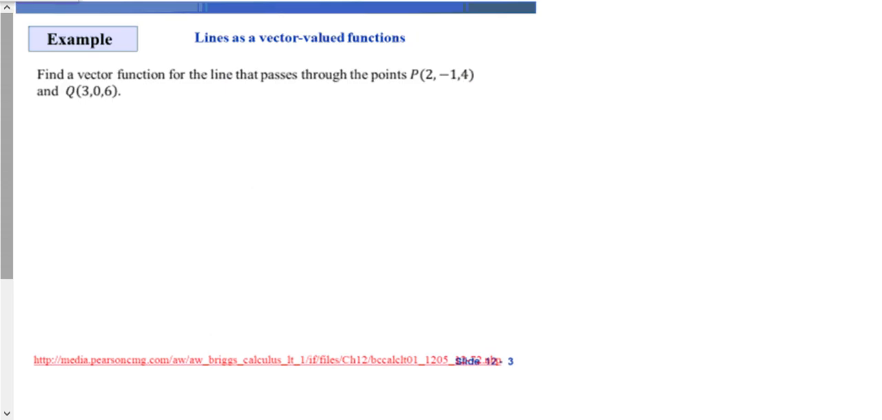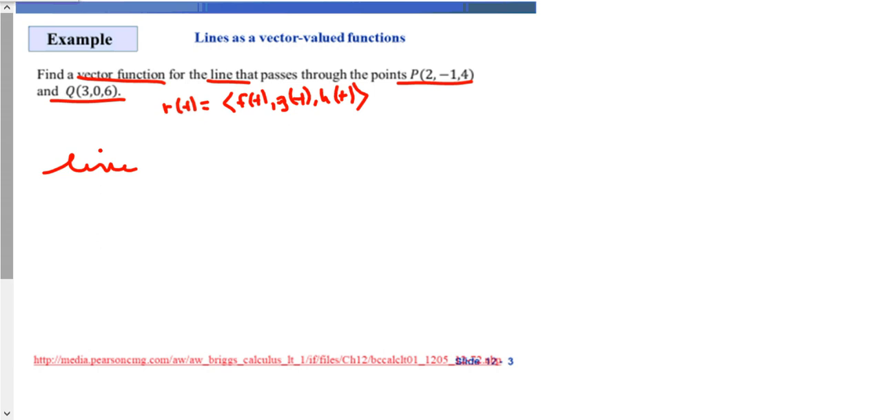Okay, so let's find a vector function. So I want the form r of t equal f of t, g of t, h of t. So that's what I'm looking for. Now I want a line that's passing through these 2 points. So now we've seen before that if we want to find the equation of a line passing through 2 points, a line's equation has 2 forms.